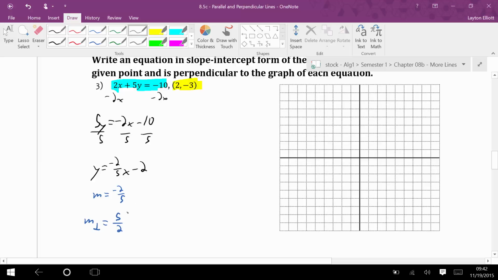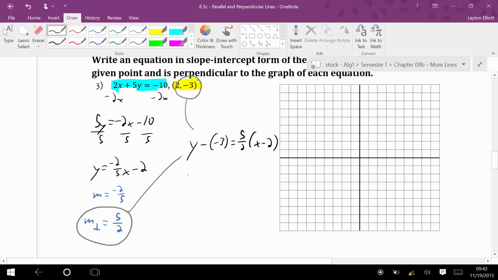And now I'm going to steal this slope and this point and make my new line. My new line would use point slope form. Y minus negative 3 is equal to 5/2 times x minus 2, or y plus 3 is equal to 5/2 x minus 5. Subtract 3 from both sides, and I get y is equal to 5/2 x minus 8.